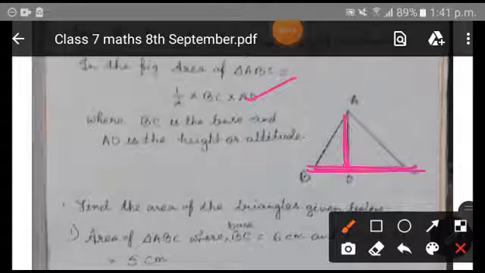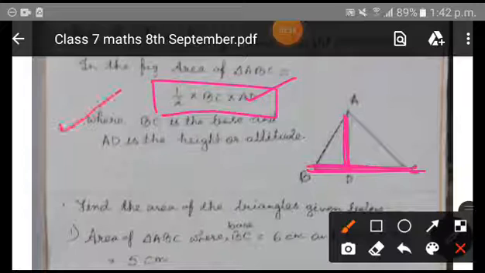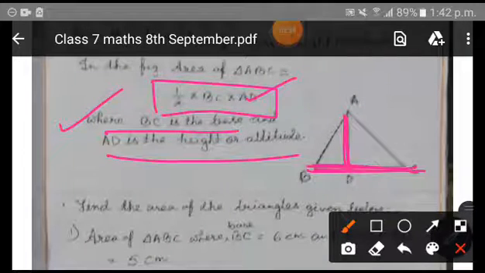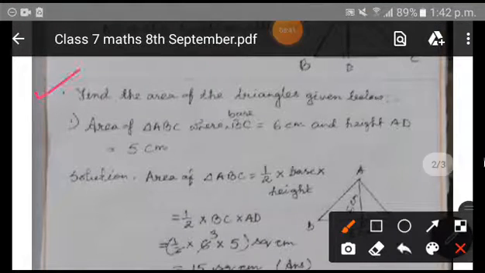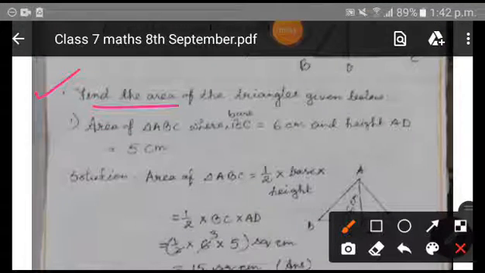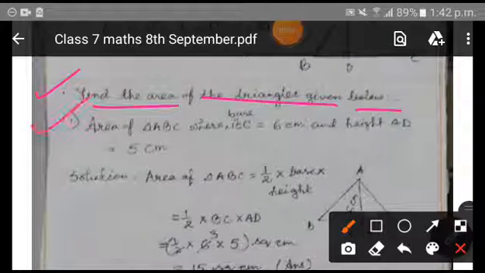So here we are writing area of triangle ABC equals half into BC into AD. Half into BC, that means the base, into AD. Here it is written where BC is the base and AD is the height or altitude. Now a question is given: find the area of the triangle given below.